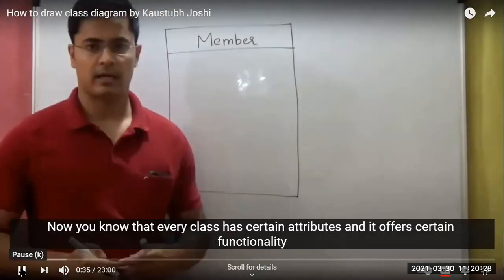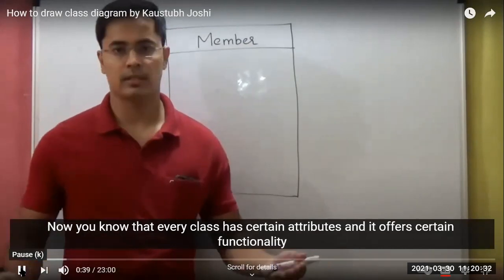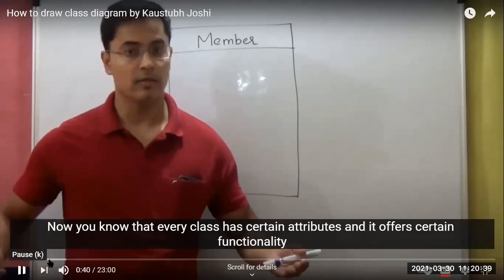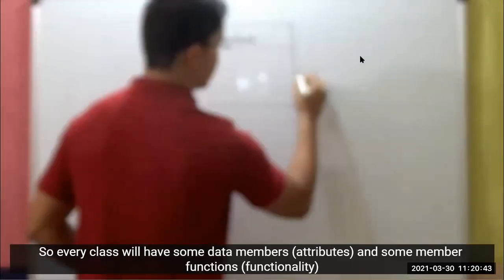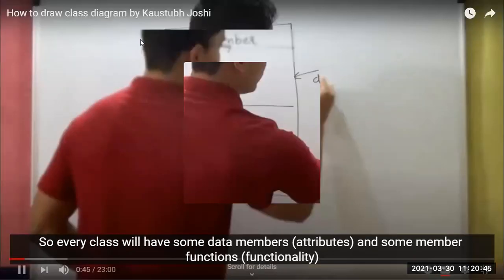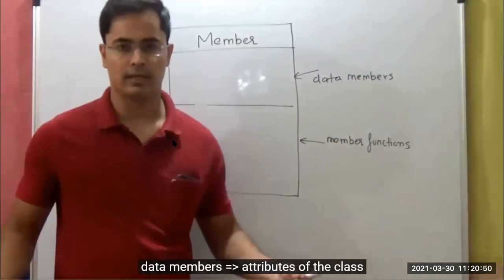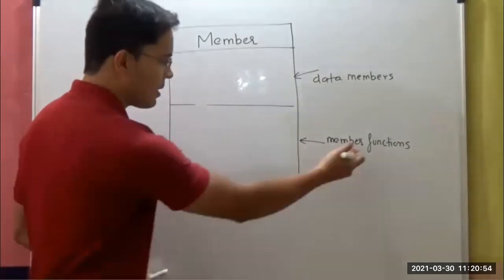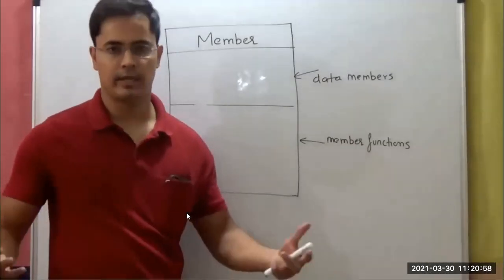Now you know that every class has certain attributes and it offers certain functionality. So every class will have some data members, right? And it will have some member functions. Data members are the attributes of the class, also known as variables or instance variables. And member functions are the functions of the class which offer the functionality, right?